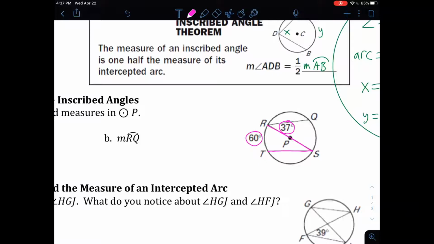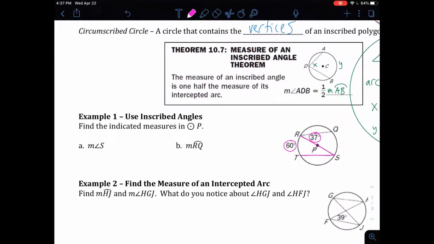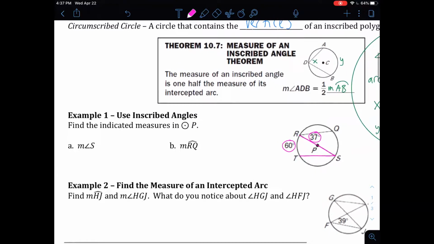So what do you guys think? Is angle S going to be half or double of 60? Hopefully you said half. And what is half of 60? It is 30. So basically it's going to be 60 over 2, which equals 30 degrees. So the measure of angle S is going to equal 30 degrees.